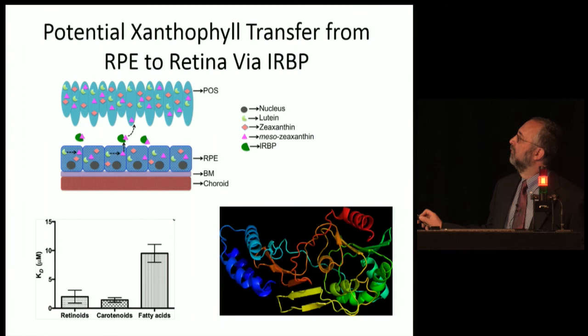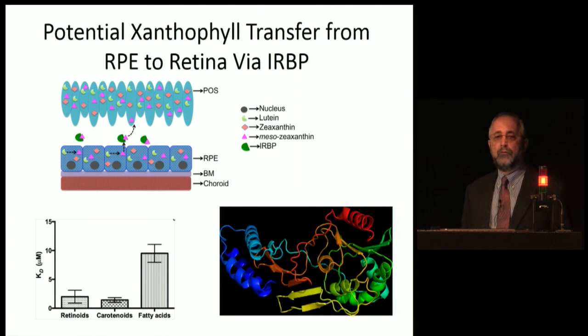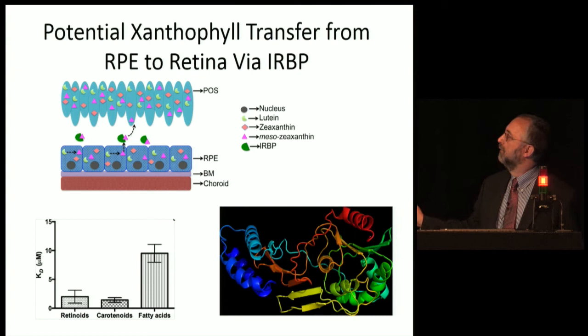And that's shown here. So what we would argue is that the RPE is probably the source where the meso-zeaxanthin is being made. And most likely in the model, the carotenoids, the lutein and zeaxanthin, are being delivered from the circulation to the retinal pigment epithelium. The isomerization is probably occurring here. Then, as there is with retinoids, there would be a transfer from the retinal pigment epithelium to the retina, probably on IRBP, the transport protein for retinoids. And we've proven before using surface plasmon resonance that retinoids and carotenoids have equal high affinity for this protein.